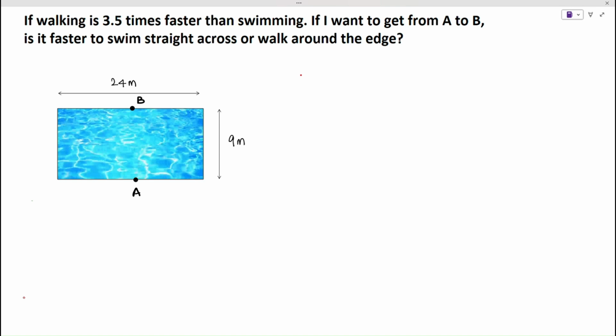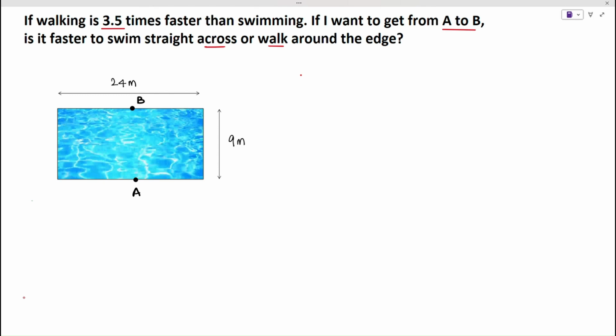In this video, we will be going over another 11 plus question. So here we have a question that compares the speeds of two different motions and we have to see which is faster. So we have our question. If walking is 3.5 times faster than swimming, if I want to get from A to B, is it faster to swim straight across or walk around the edge?